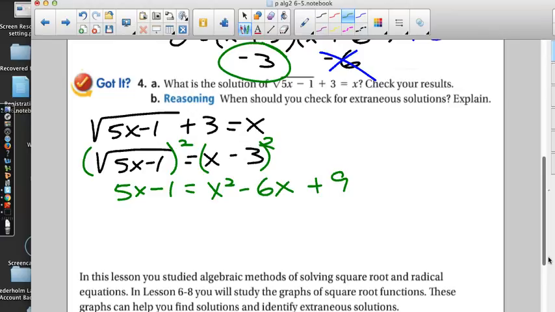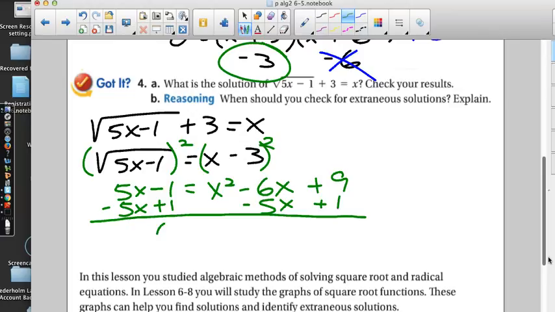So what would the next step be? Moving the 5x over, what else could you do while you're there? Add the 1. And if you do that in 2 steps, that's perfectly fine. I just don't have a whole lot of space here, and I write really big.